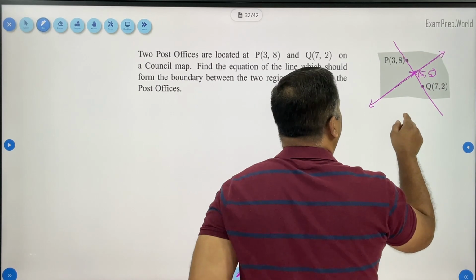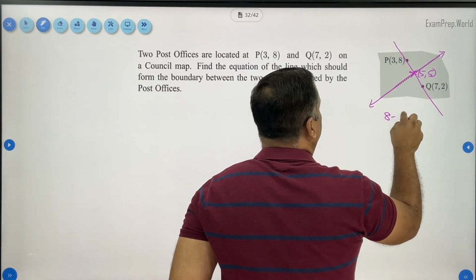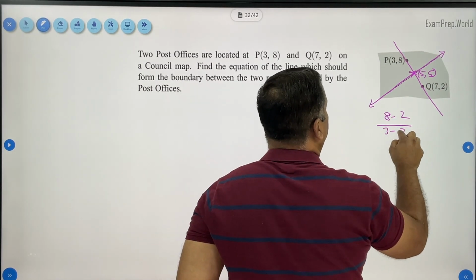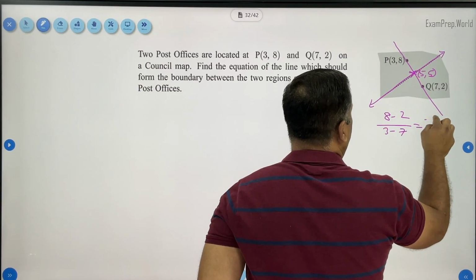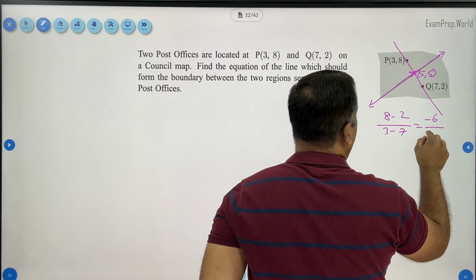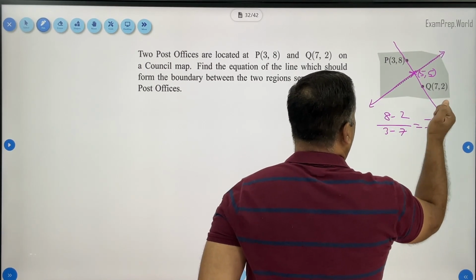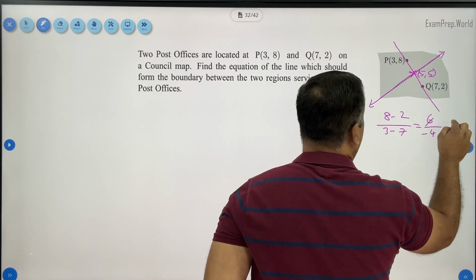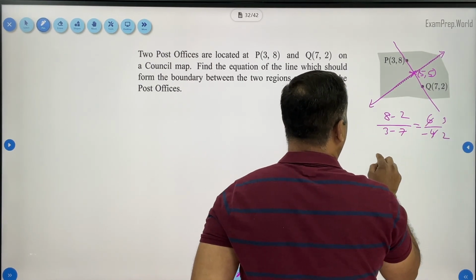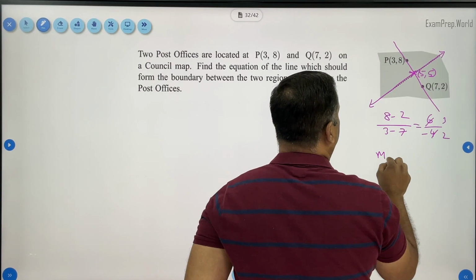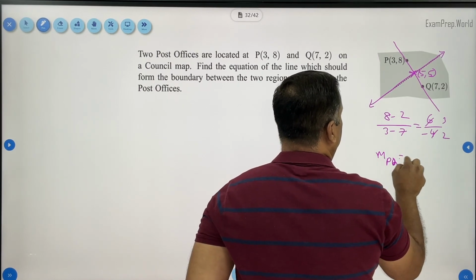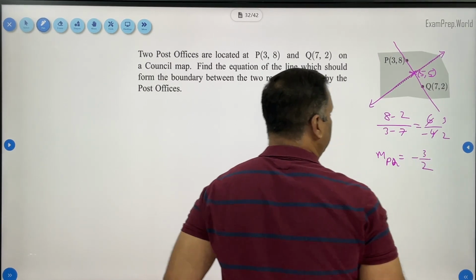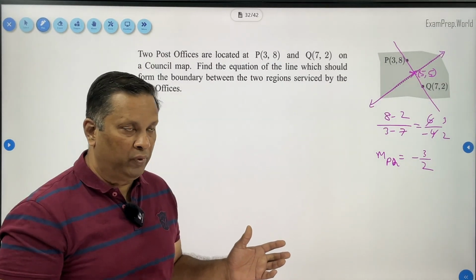PQ gradient will be 8 minus 2 divided by 3 minus 7, which is negative 6 by... oh, not negative 6, it is 6 by negative 4, which is 3 by 2. The gradient for PQ is minus 3 by 2. PQ gradient now we could find out.